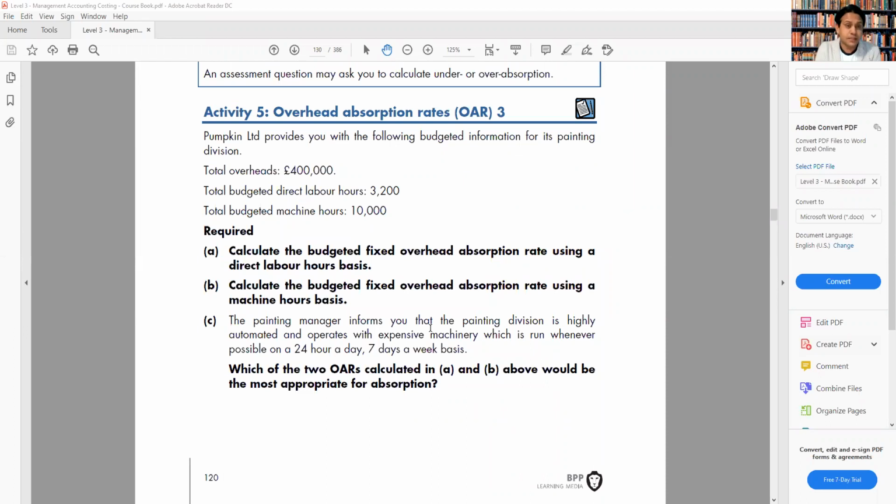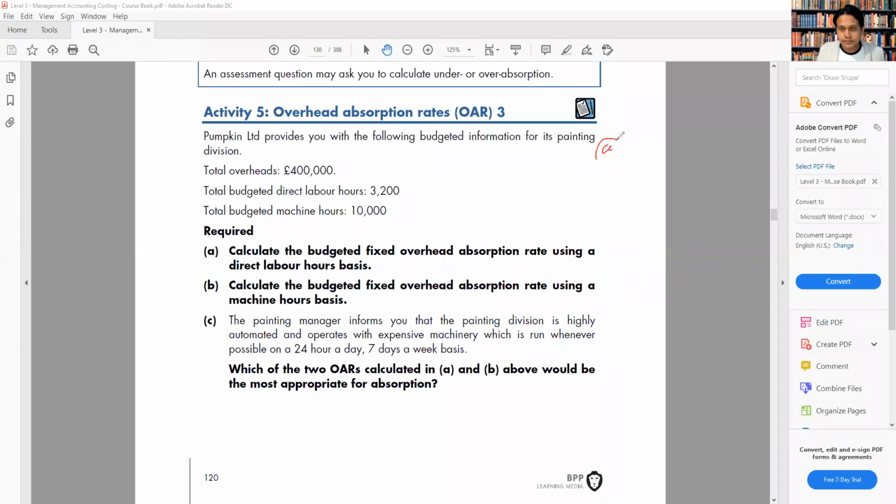In this activity, overhead absorption rate OAR 3, Pumpkin Limited provides you with the following budgeted information for its painting division. Total overhead 400,000. Total budgeted direct labor hours 3,200. Total machine hours 10,000. We have a few requirements. The first one: calculate the budgeted fixed overhead absorption rate using labor hours. The second: calculate the budgeted overhead absorption rate using machine hours.